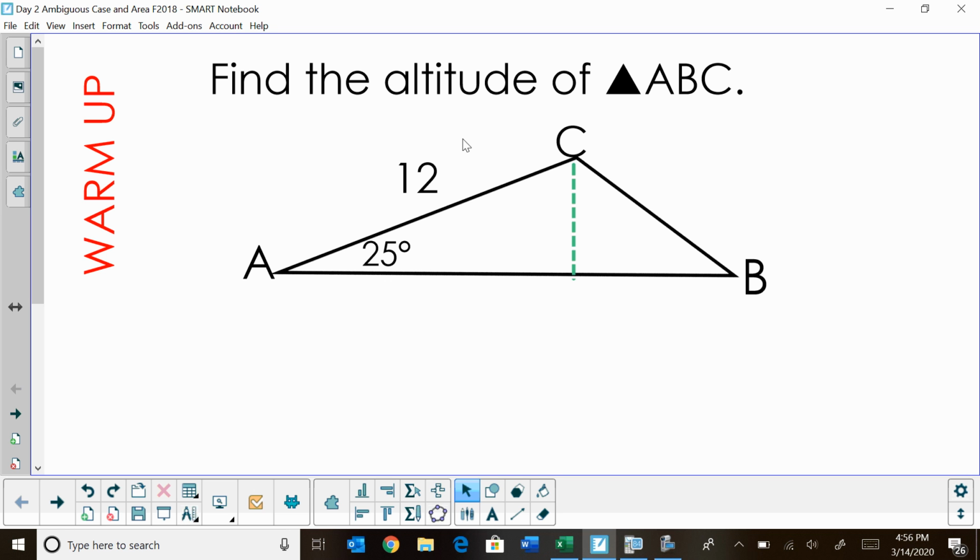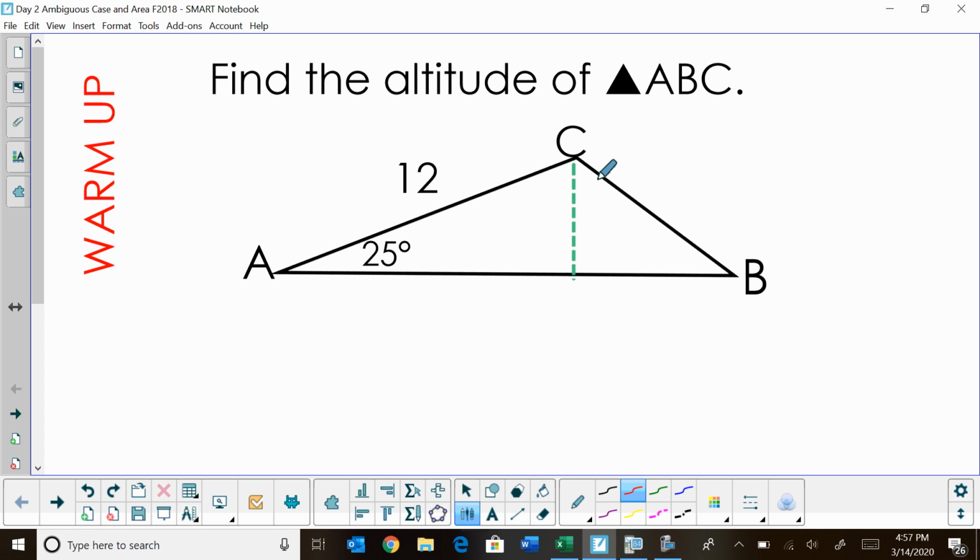Before we start, we need to practice finding the altitude inside a triangle. We have a triangle ABC, and we know one of the angles is 25 and this length is 12. Using the law of sine, we would need another piece of information, but we just want to find the height or the altitude of the triangle. So we have to decide which trig function to use.